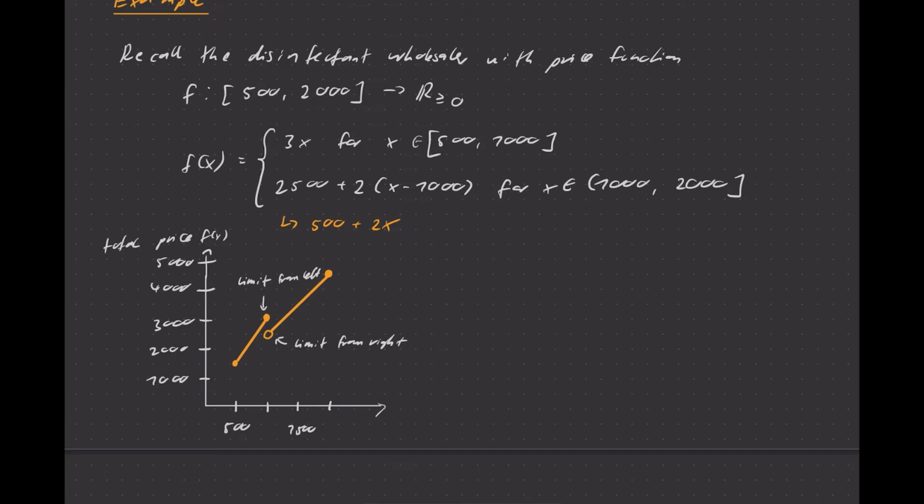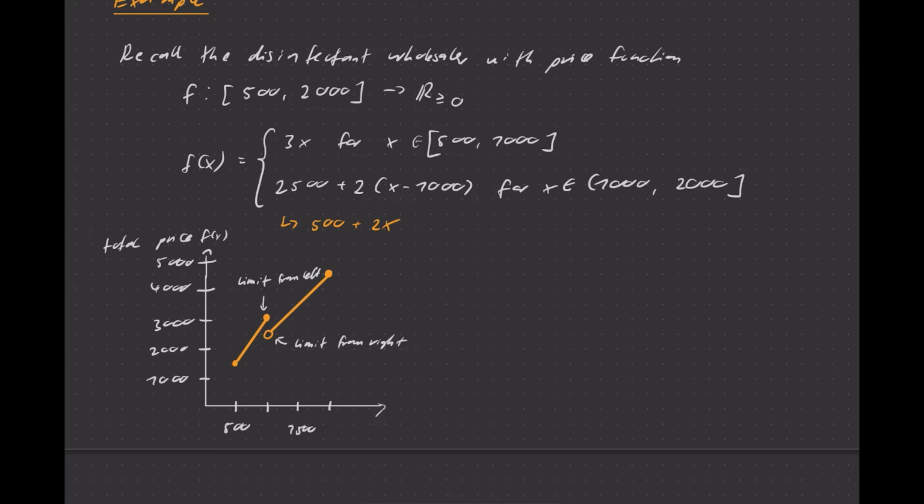And the price worked as follows. If you order between 500 and 1000 liters of disinfectant, you pay 3 euros per liter. So that's the first branch here. If you order more than 1000, up to the maximum order of 2000 liters, you pay a fixed amount of 2500 euros for the first 1000 liters, and then 2 euros for each additional liter. So that is this term here. And that, of course, can be simplified to 500 plus 2x, where x is the total order quantity.